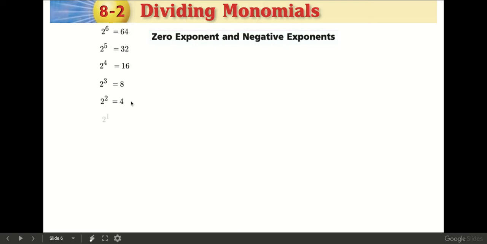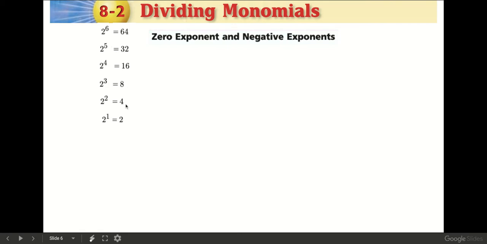So if I were to ask you, what's 2 to the first power? That's probably pretty easy. 2 to the first power is just going to give me 2. And it makes sense because 4 divided by 2 is 2. So if we can acknowledge that this pattern exists, we can continue to follow that pattern into zero and negative exponents. So if I were to ask you to continue to divide by 2, you could follow this pattern.